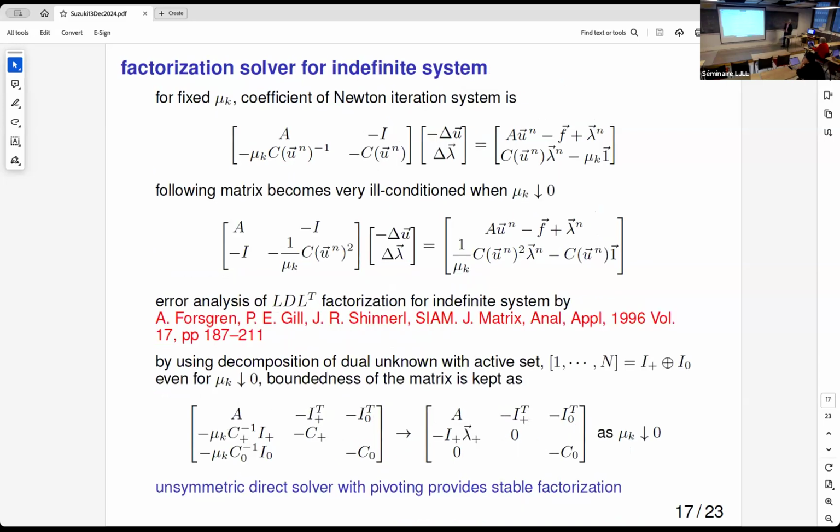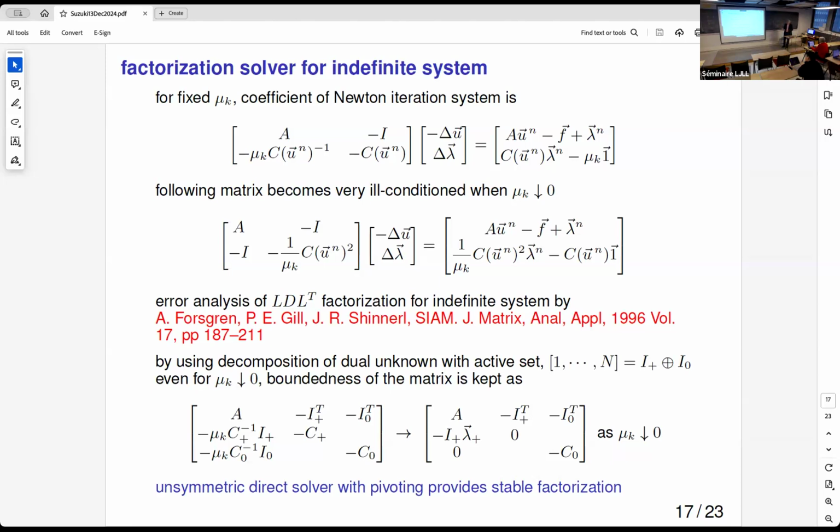So the idea is just to solve this system directly. The other one is to change the sign again, but this also becomes indefinite. The analysis was done in 1996, but I would like to use this one directly. To do that, I need the strongest direct solver that can deal with an indefinite system with proper pivoting. Fortunately, this system is always invertible, whatever happens, because of the structure.